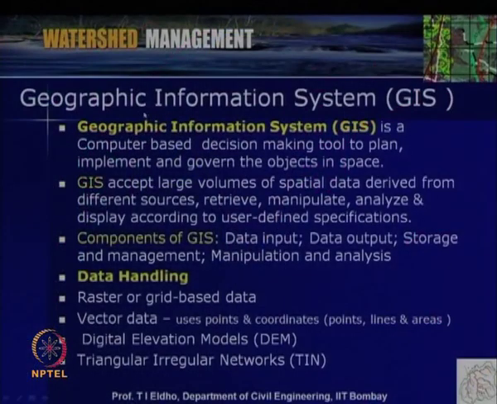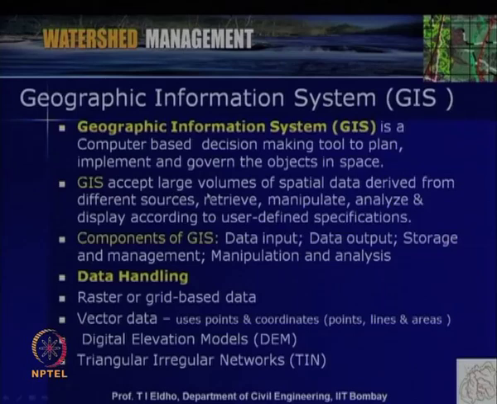GIS, or geographic information system, is a computer based decision making tool to plan, implement and govern the objects in space. There is a lot of variation and a lot of data we have to deal with as far as a watershed is concerned, since a watershed is an area of large size. So we have to deal with different types of data, and that way GIS is a very useful tool. It is a decision making tool to plan, implement and govern various objects in a spatial format.